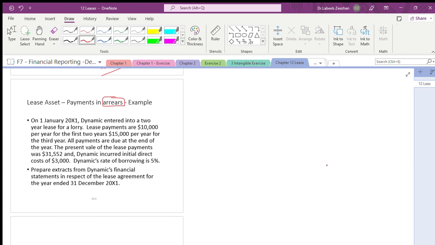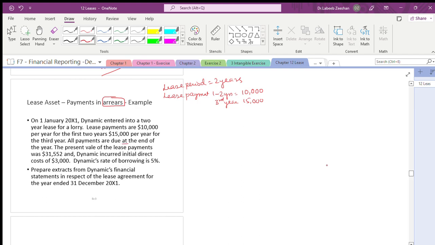Now, on January 1st, Dynamic entered into a 2-year lease. The lease period is 2 years. When we are talking about the lease payments, for years 1 to 2, it is 10,000. And for the third year, it is 15,000. All payments are due at the end of the year.